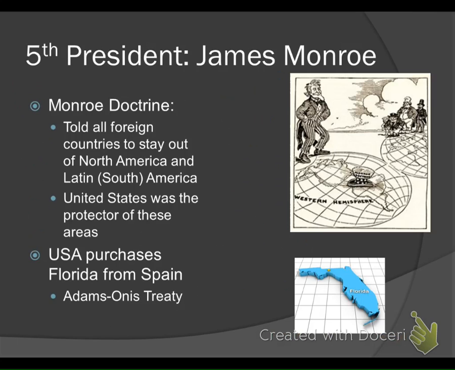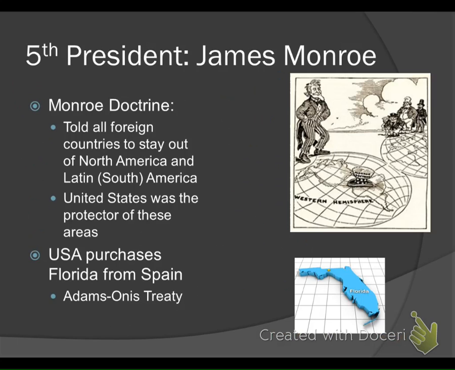And our fifth president and the last president in this unit was James Monroe. Now remember, the big thing that Monroe did was created the Monroe Doctrine. This told all foreign countries to stay out of North America and South America. The United States was now going to be the protector of these areas. Basically, we wanted Europe to stop coming over here, stop exploring and colonizing. We are no longer the New World. We are now a group of nations that are independent from Europe.